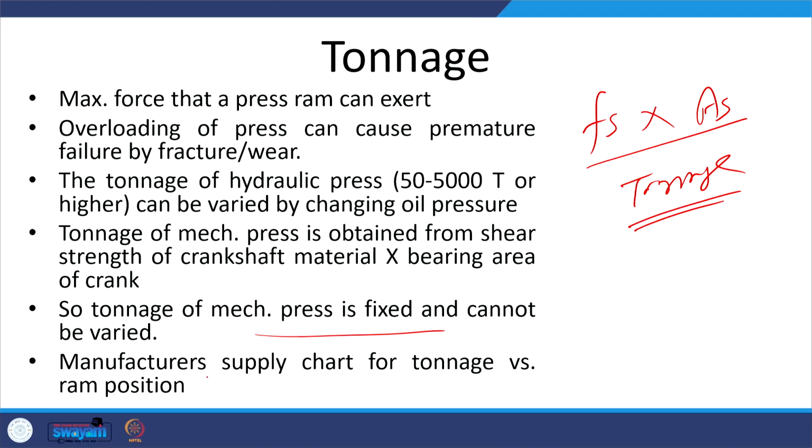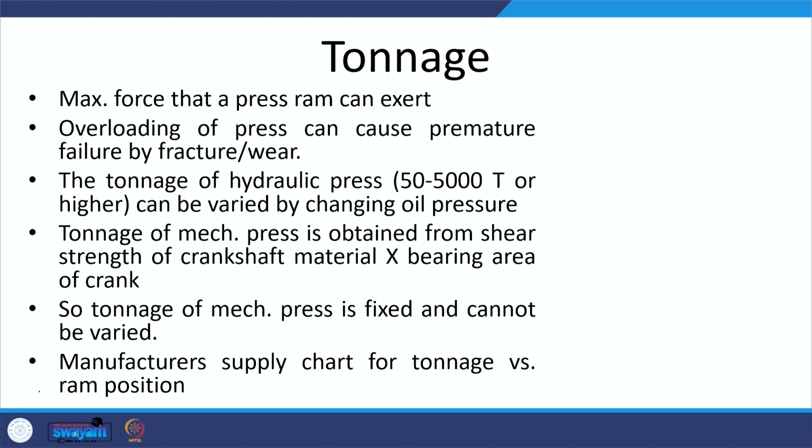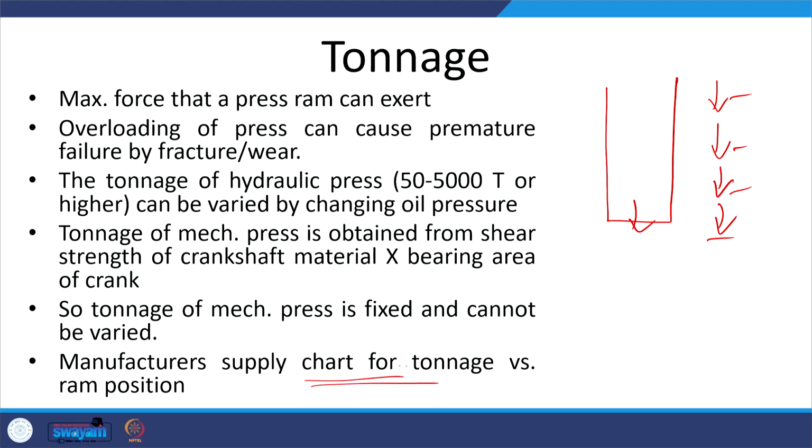So, usually manufacturers supply a chart for tonnage versus the ram position. Why? Because the maximum force that a mechanical press can apply is at the lowermost position of the ram, but in case of hydraulic presses, the maximum pressure can be applied at any position of the ram in its stroke length. Therefore, it is important to see the chart supplied by the manufacturer for the tonnage versus ram position relationship.